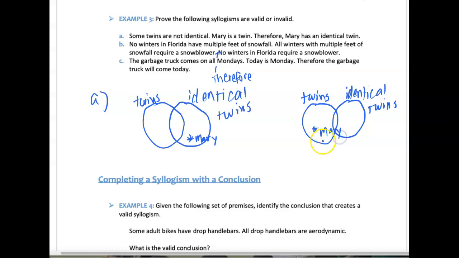Remember, we had to consider where both premises are true. So we need Mary to be a twin. But my premises didn't say anything about whether Mary is an identical twin or not. Mary just needs to be in one of these twin circles. Okay, so Mary could be over here. And this diagram still shows what it looks like for both premises to be true. However, the conclusion, Mary has an identical twin, is false here.